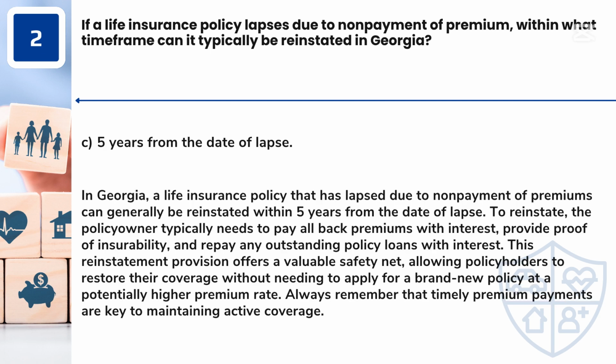Answer: C. 5 years from the date of lapse. In Georgia, a life insurance policy that has lapsed due to non-payment of premiums can generally be reinstated within 5 years from the date of lapse. To reinstate, the policy owner typically needs to pay all back premiums with interest, provide proof of insurability, and repay any outstanding policy loans with interest.